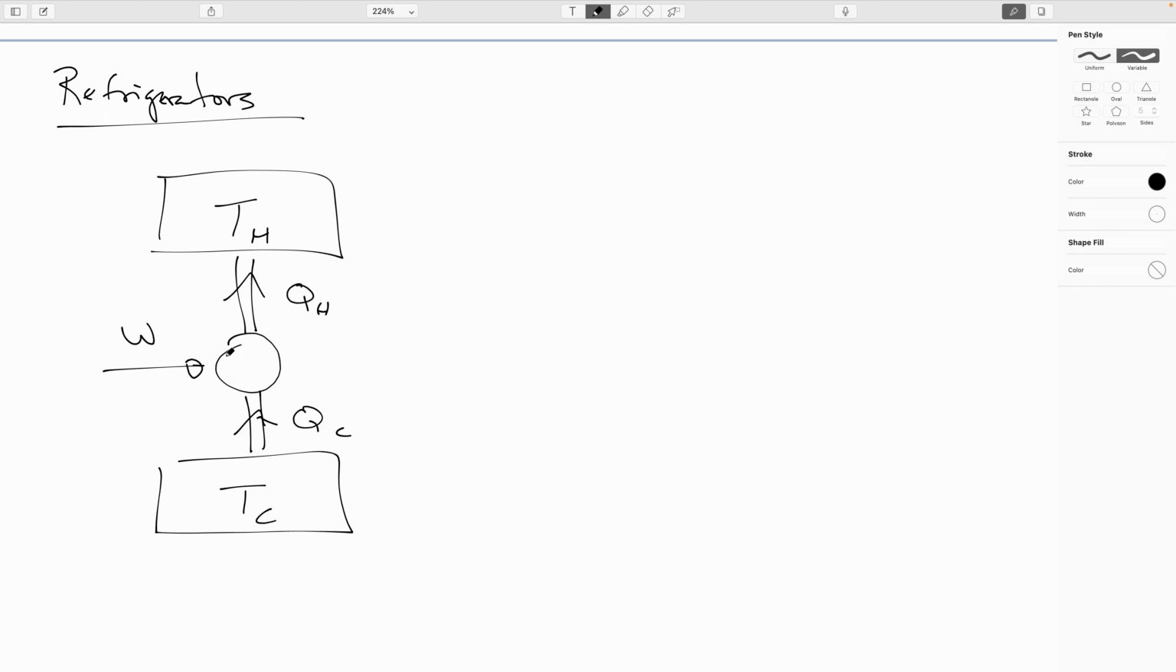Now you reject more heat to the hot reservoir than you extracted from the cold, because in order for the first law of thermodynamics to be satisfied, Q cold plus the work has to be Q hot in order for the total heat transfer to equal the work. So usually with the refrigerator, our figure of merit is the thing that gets called the coefficient of performance.